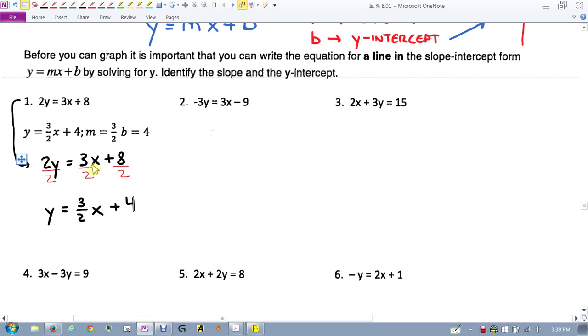And when we have 3x divided by 2, we just write it as 3 halves in front of x. You don't need to put the x on top. The x is just off to the side. These are the same thing, or it means the same thing.